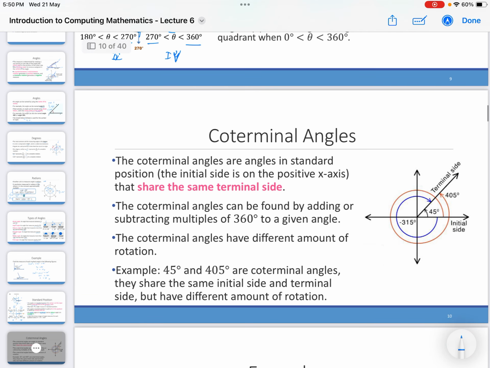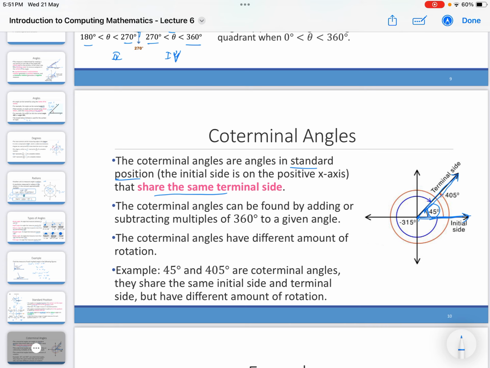Okay, next we will look at coterminal angles. So the coterminal angles are angles in standard position. Okay, so standard position, the vertex is at the origin, and then the initial side is the positive x-axis, and then they share the same terminal side. Okay, let's look at this one. So this one we have the terminal side is here. So the initial side is here. So let's say we read this one, from here to here is 45 degree.